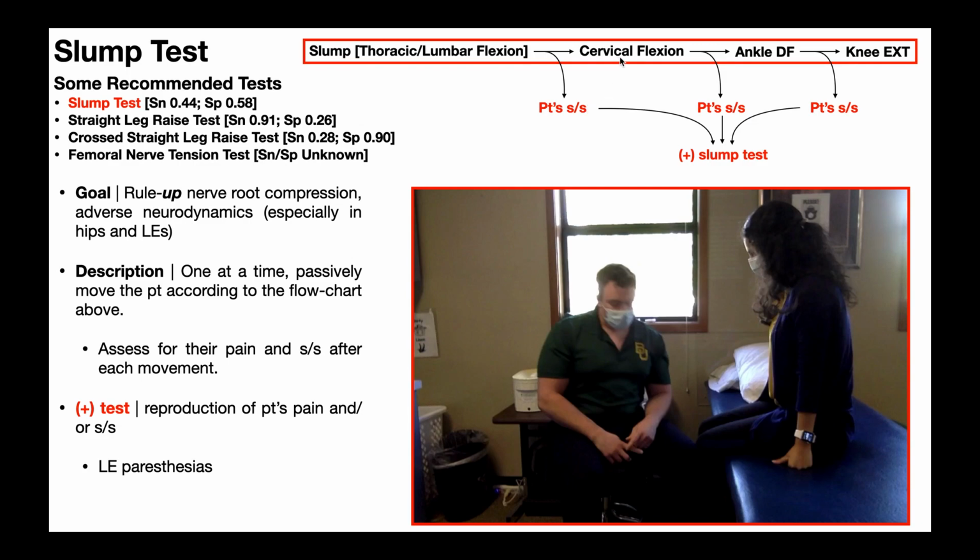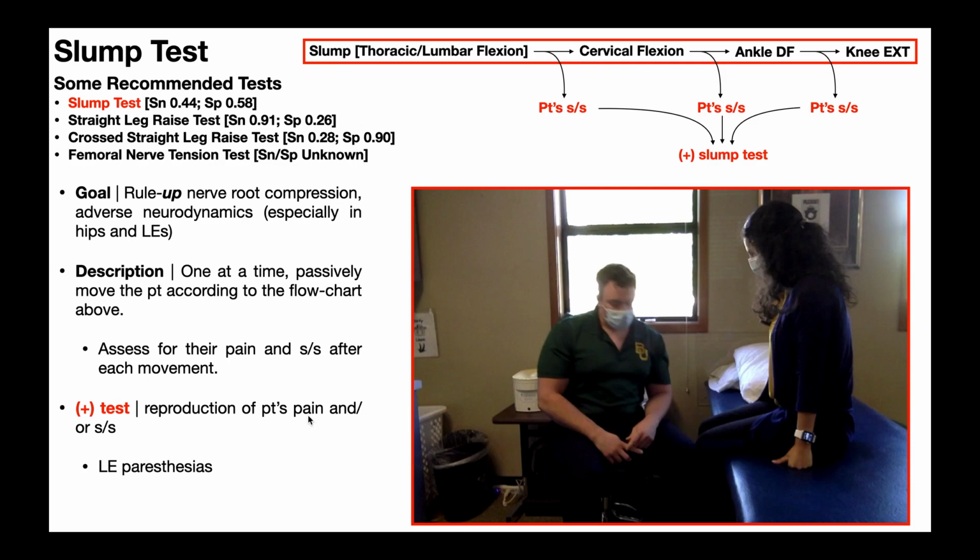Then you're going to perform passive cervical flexion on them. You're going to bend their neck down, try to touch their chin to their sternum, and then you're going to assess the further signs and symptoms and pain. Then you'll perform passive ankle dorsiflexion, and again, assess for signs and symptoms and pain. And then you perform passive knee extension, and also not shown here, you assess for their signs and symptoms and pain. And what do we mean by signs and symptoms and pain?